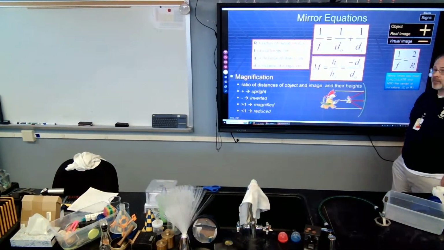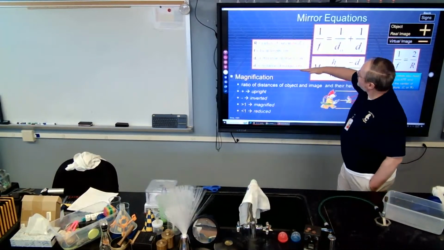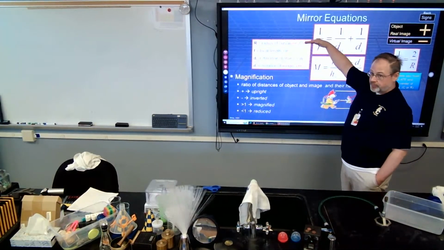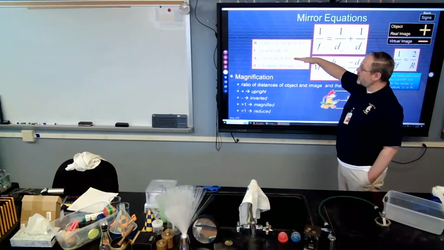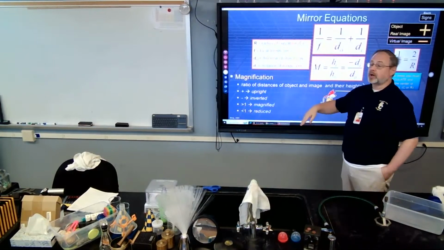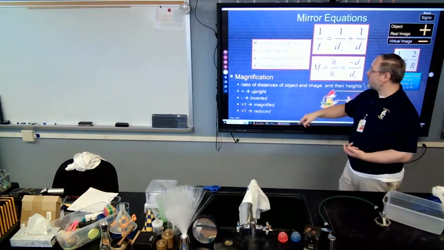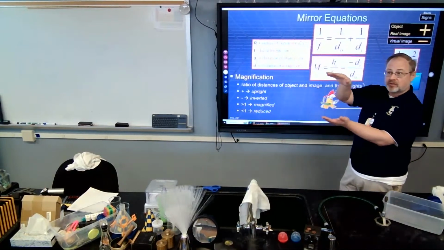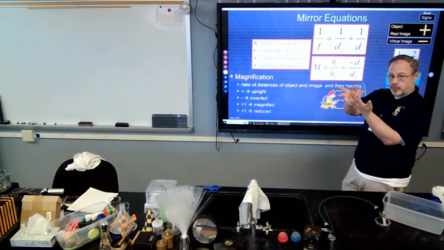So when you get magnification, a positive magnification is measured above the principal axis. A negative magnification is measured below the principal axis. It's inverted. A magnification of larger than 1 has an image that's bigger than the object. And a magnification less than 1 has an image that's smaller than the object. Those are all the rules.